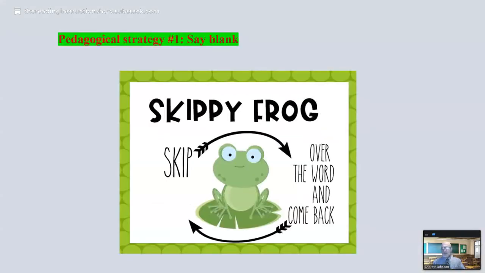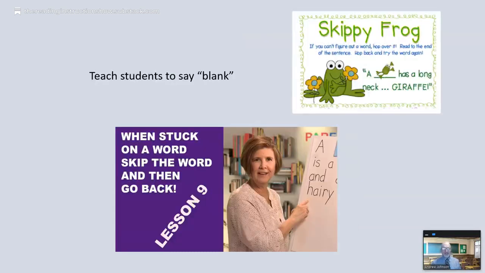So, pedagogical strategy number 1, say blank. Skippy the Frog says, say blank. What you say? I say blank. Teach students to say blank and keep moving on. I was working with a young 3rd grade girl. She would stop on a word and she would process every single letter to try to figure it out. Take about 10 seconds. Then she'd test it out. I told her to say blank. She'd say blank, skip over the words, and about 2 seconds later, she'd go back and she'd recognize that word.